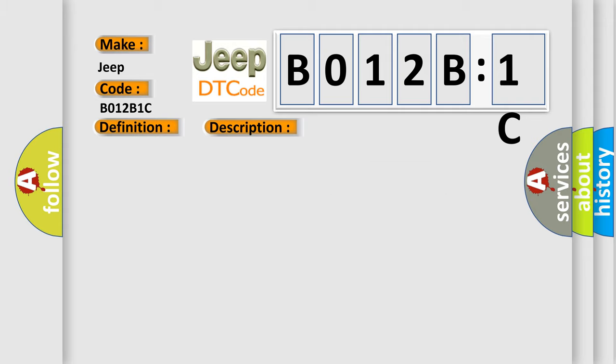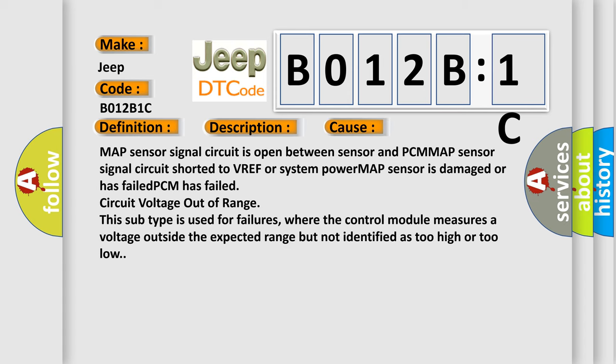This diagnostic error occurs most often in these cases. MAP sensor signal circuit is open between sensor and PCM. MAP sensor signal circuit shorted to VREF or system power. MAP sensor is damaged or has failed. PCM has failed. Circuit voltage out of range. This subtype is used for failures where the control module measures a voltage outside the expected range but not identified as too high or too low.